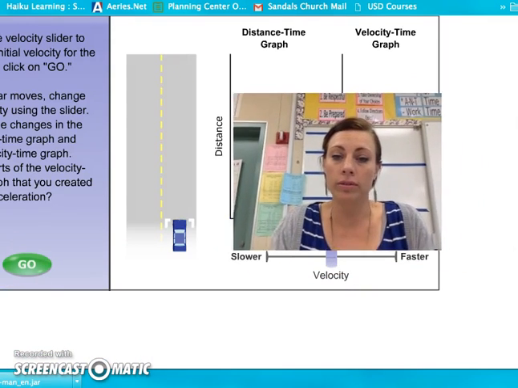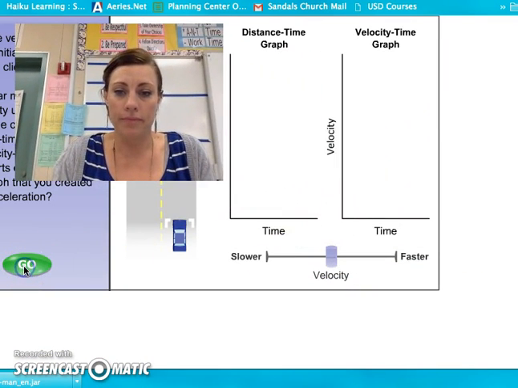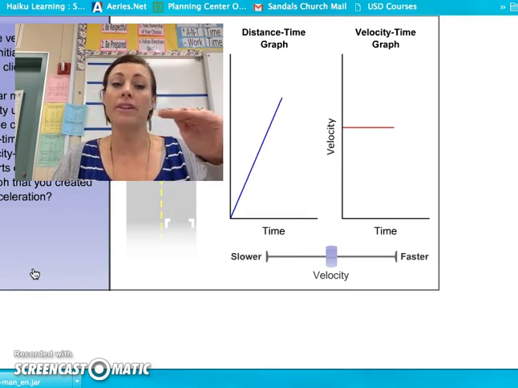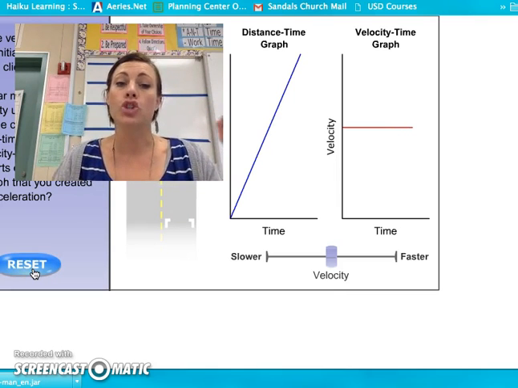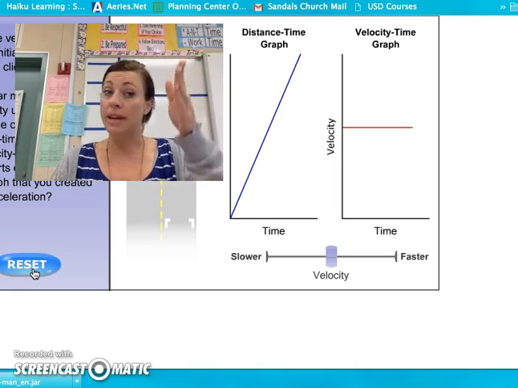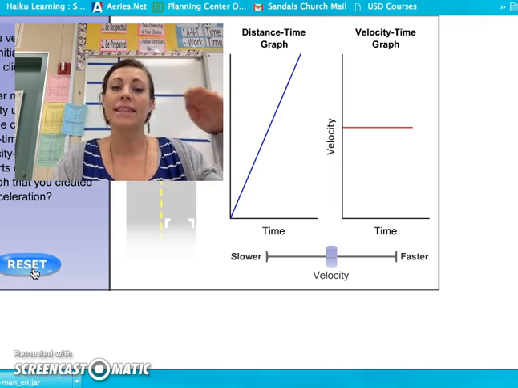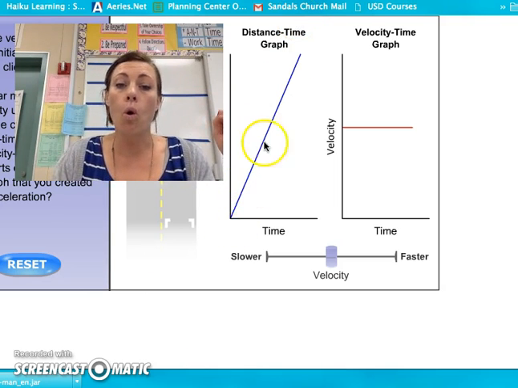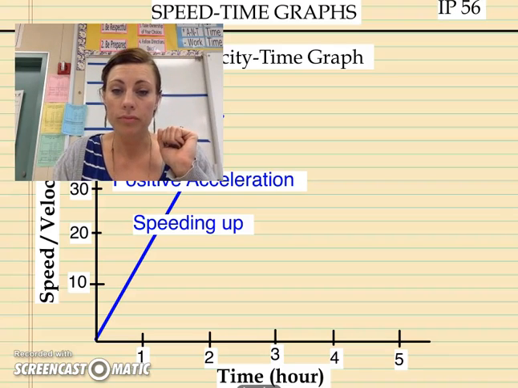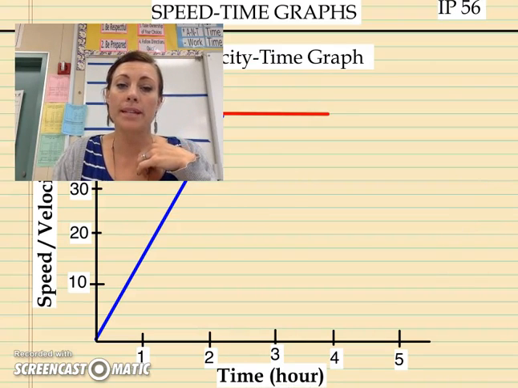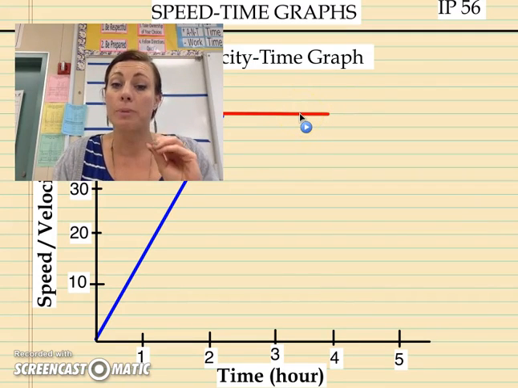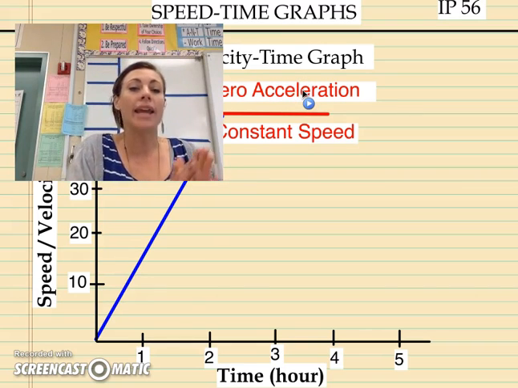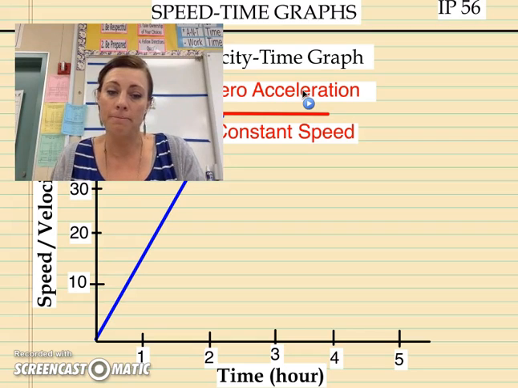If I make the car travel at a constant speed, it's not speeding up, it's not slowing down, that line on the velocity time graph is completely flat because it's showing that the speed is not going up, the speed's not going down, the speed is staying the same. That's different than a flat line on a distance time graph or a constant speed line on a distance time graph. So on your notes, please make a flat line. A flat line on a speed time graph means 0 acceleration. It is moving, but it's not accelerating. It's traveling at a constant speed.